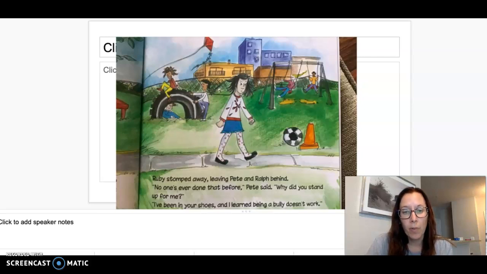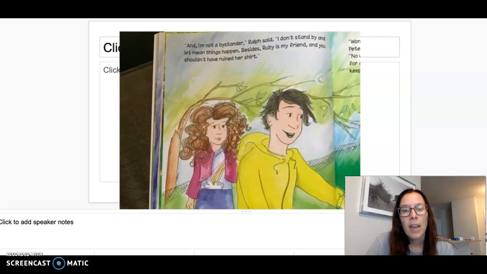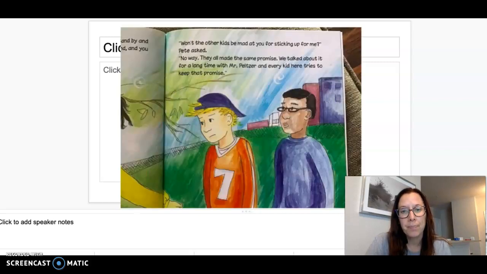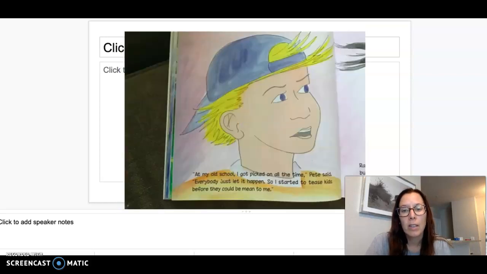"No one's ever done that before," Pete said. "Why did you stand up for me?" "I've been in your shoes, and I learned being a bully doesn't work. And I'm not a bystander," Ralph said. "I don't stand by and let mean things happen. Besides, Ruby is my friend, and you shouldn't have ruined her shirt." "Won't the other kids be mad at you for sticking up for me?" Pete asked. "No way. They all made the same promise. We talked about it for a long time, and Mr. Peltzer and every kid here tries to keep that promise."